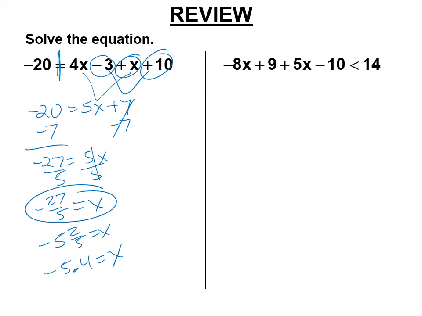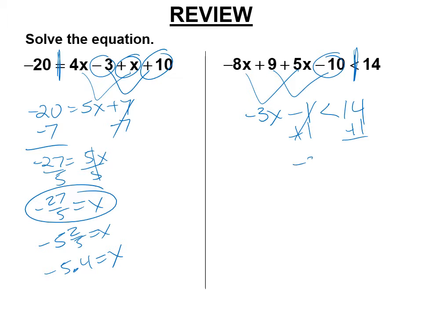All right, let's say here's an inequality. Let's do the same thing. Negative 8x plus 5x is negative 3x. 9 minus 10 is negative 1. Ooh, add 1 to both sides. Negative 3x is less than 15. Divide both sides by -3. Why did I write that in red? Because you have to flip the symbol. X is greater than -5.